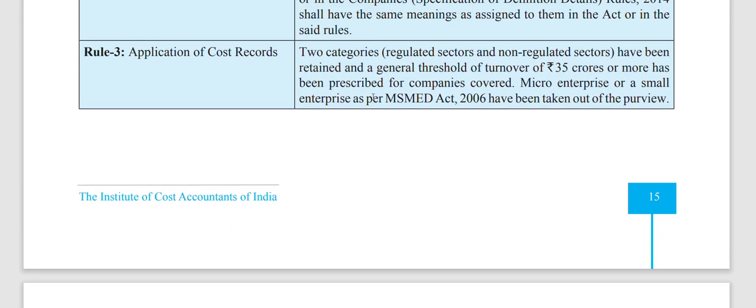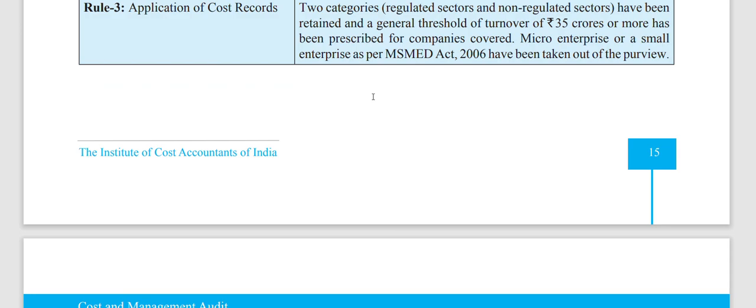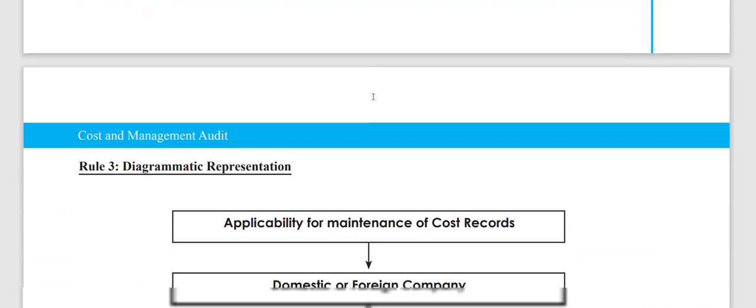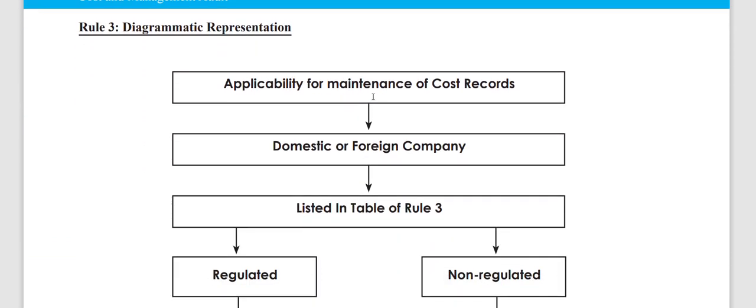So here we can see there are two categories, regulated sectors and non-regulated sectors, which have been retained, and a general threshold turnover of 35 crores or more has been prescribed for companies covered. Micro enterprises or small company enterprises as per the MSMED Act 2006 have been taken out of purview. This we can see in diagrammatic view in the below page, diagrammatic representation.